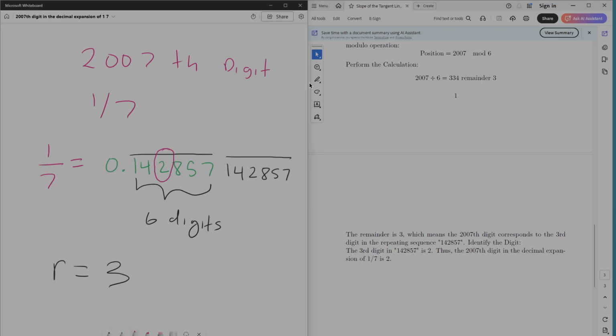This kind of problem involves a repeating pattern in a decimal expansion. It involves using modulo. That means we divide the position number by the repeating pattern length, and then the remainder will give us the position in the pattern, and that will give us the corresponding digit we're looking for.